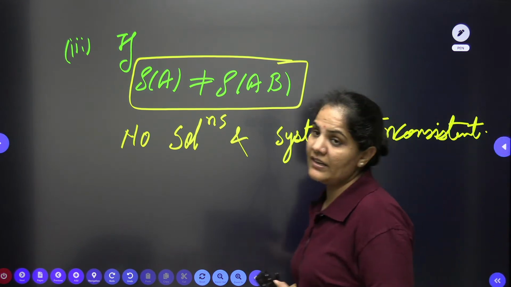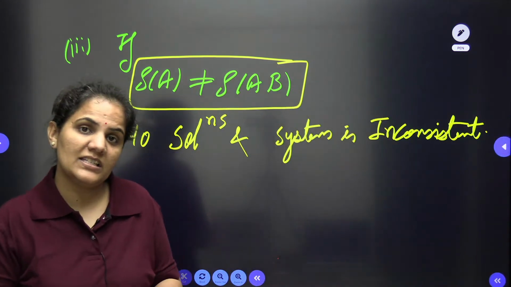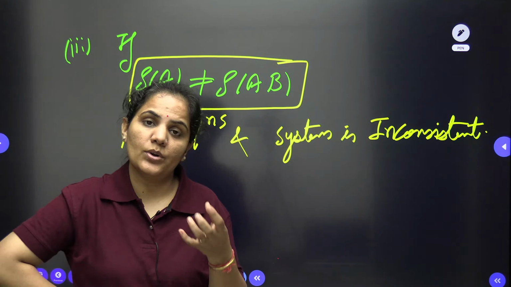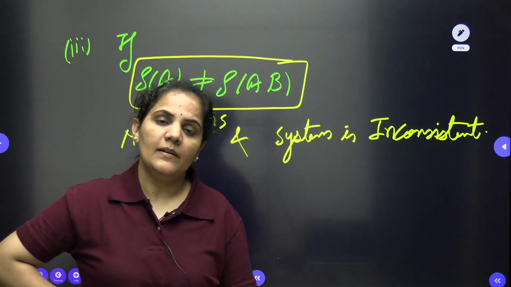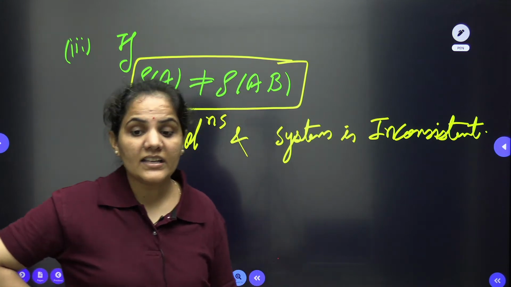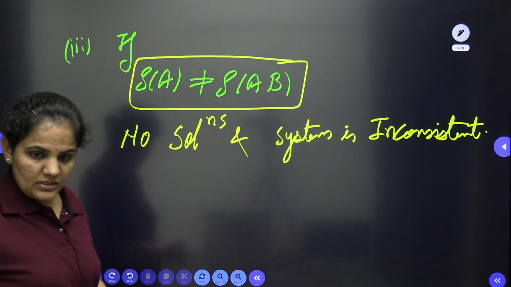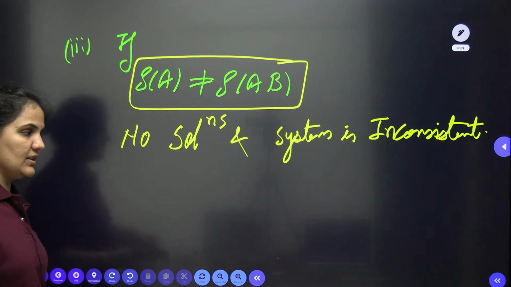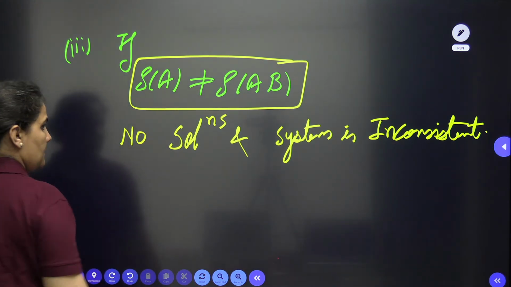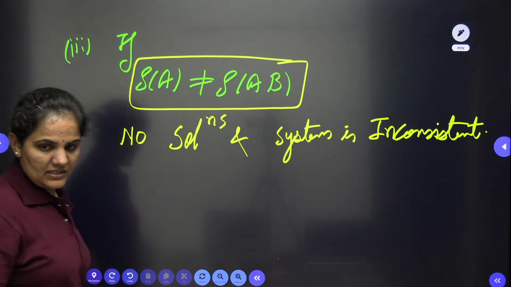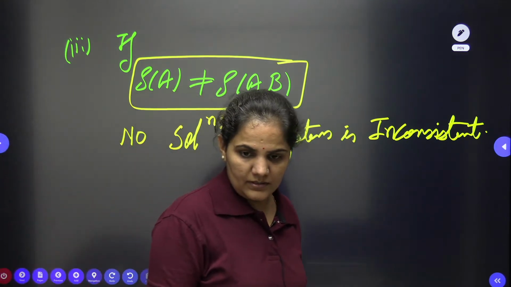Why inconsistent? Because the condition of consistency is that the system should have minimum one solution. When it is not having any solution, then your system will be inconsistent. So when we are having no solution here, the system is inconsistent. Clear?